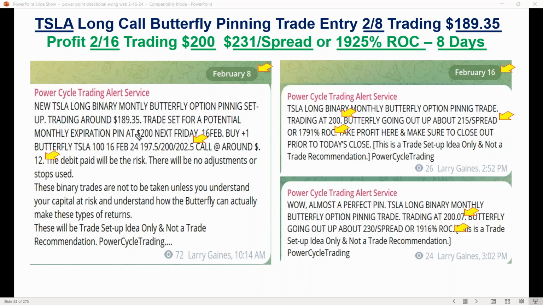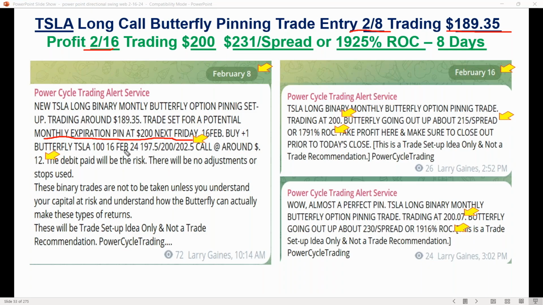So this was doing a butterfly, and on this trade we were looking for a pin, which was this last Friday at $200. So we got into this trade on the 8th of February, okay? The expiration that we were working was the 16th, this past Friday, with Tesla trading at 189.35. We did this targeted pin trade targeting 200.